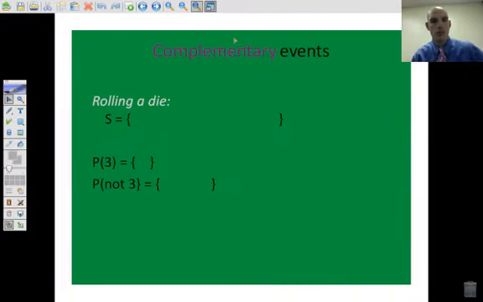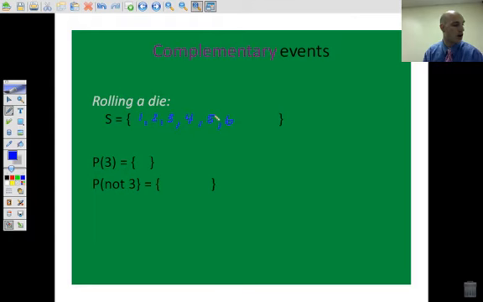Okay. Welcome back. Today we're going to be talking about complementary events. When we're talking about complementary events, we're talking about things that could happen in conjunction with something else. If we consider rolling a die, unlike in the introduction, we are just going to consider rolling one. So our sample space for the possible outcomes is going to be 1, 2, 3, 4, 5, or 6.